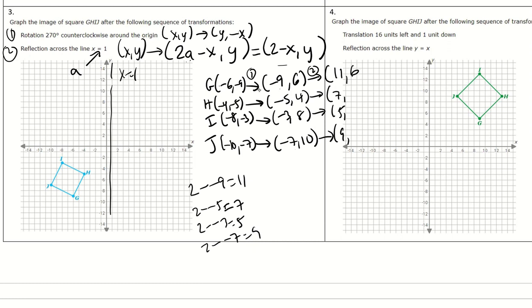And then the y coordinate is going to remain the same. Okay? And those are your coordinates for G prime, H prime, I prime, J prime. And then you can go ahead and graph them.